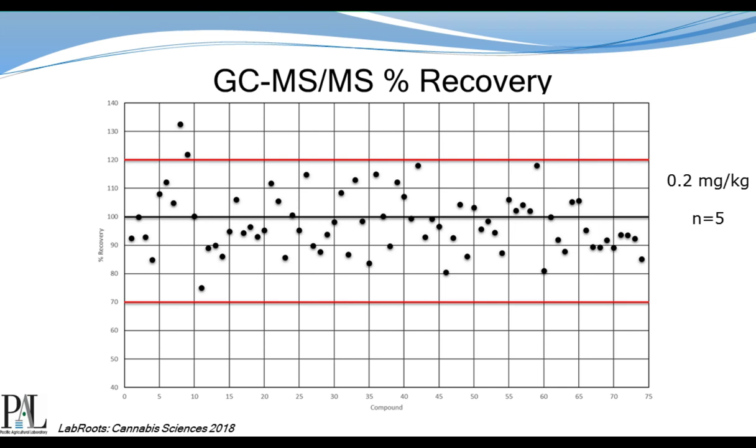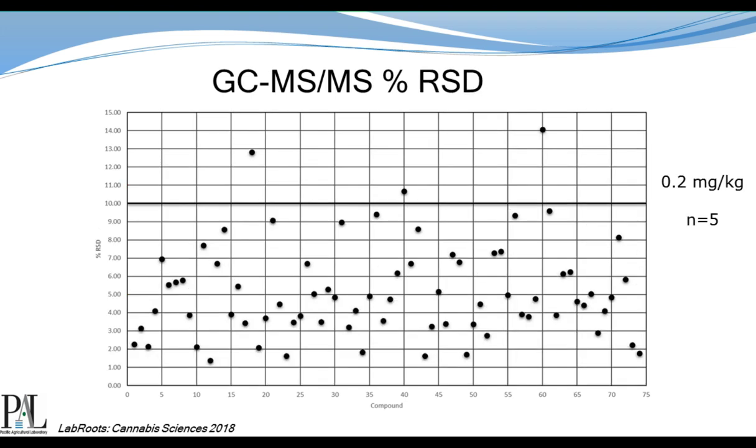Now, some method development results. These are the recovery for the GCMS amenable compounds. And so we've got the black line in the center at 100%, and then 70 to 120 marked in red. And again, these concentrations were 0.2 milligrams per kilogram in flower. And we've got two compounds that are outside 120.